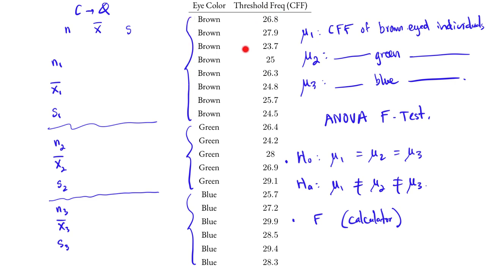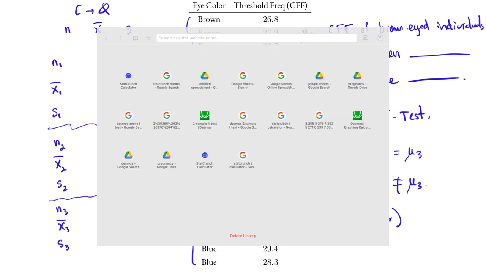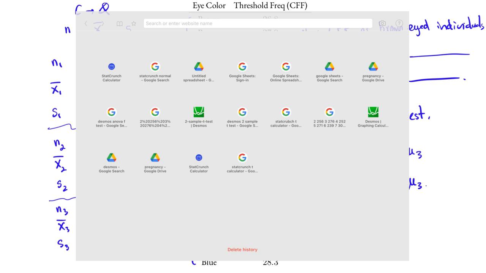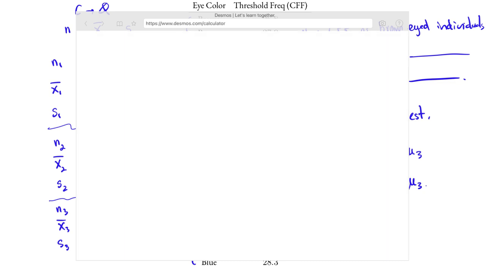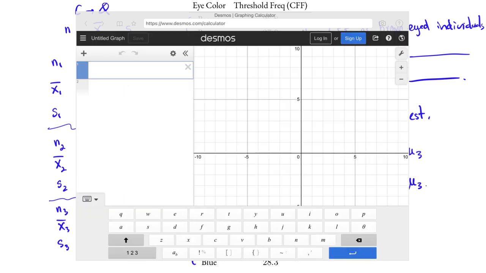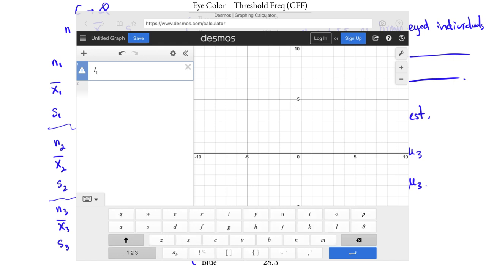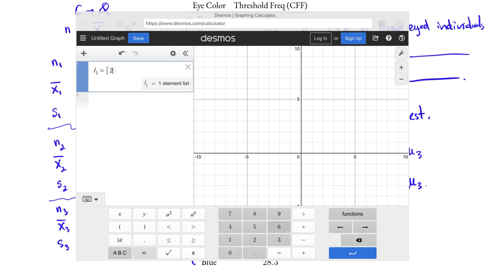Remember how when we have one sample, we compute the mean and the standard deviation using a calculator? This is precisely what we will do with Desmos.com. We only compute the statistic for the first sample, for the brown eyes individuals. We will leave the rest of those two samples for you to try. Open up Desmos.com, specifying the first list. We will have a total of 3 lists, one for brown, one for green, and one for blue.